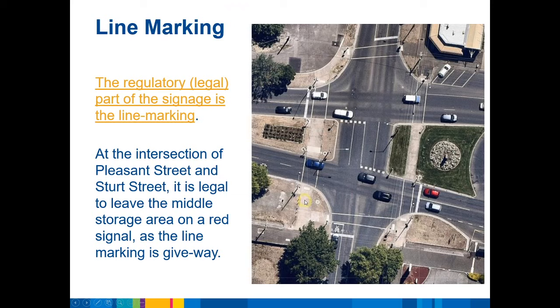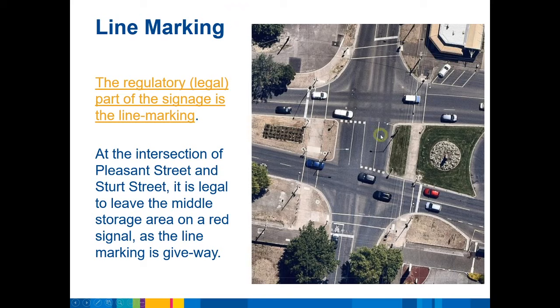Now, another interesting fact, as I mentioned before: the line marking is critical because the regulatory, that is the legal part of the signage, is the line marking, not the sign itself. So if you come up to a give way sign but stop line marking, or a stop sign but give way line marking, you are to legally obey the line marking instead.